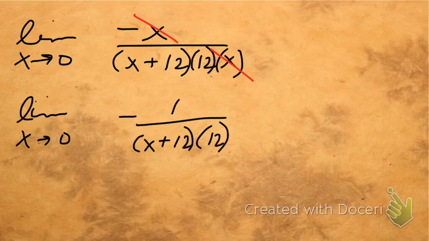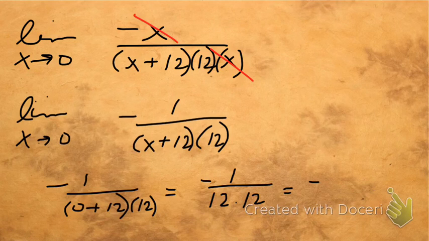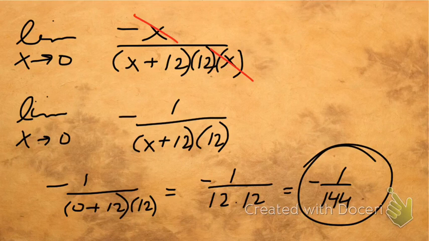Let's go ahead and toss in that 0. It's negative 1 divided by 0 and 12 times 12, which is negative 1 divided by 12 times 12. And the limit as x approaches 0 of that complex fraction turns out to be negative 1 divided by 144.